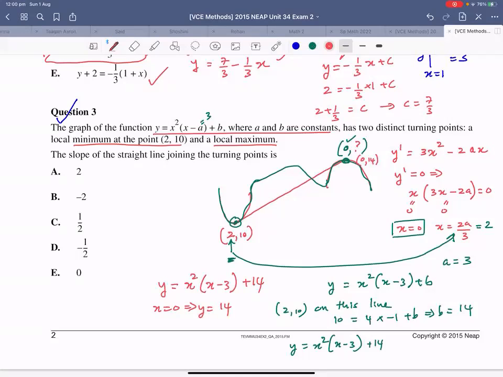So you need to find the slope. Slope is equal to rise over run. So rise would be the y difference, right? 14 minus 10 divided by 0 minus 2. It's going to be 4 divided by minus 2. So minus 2 is the answer.